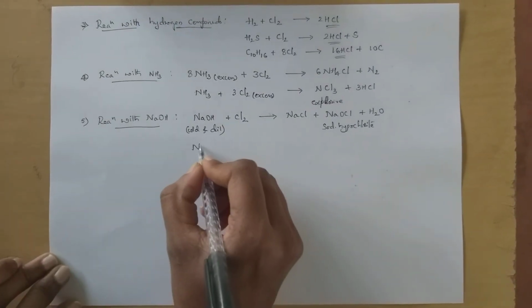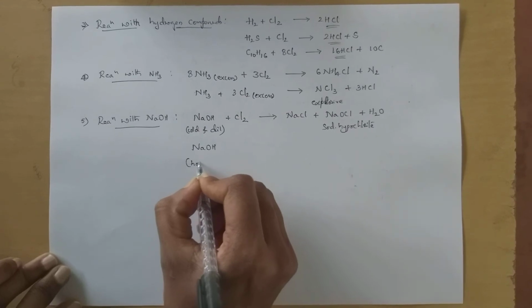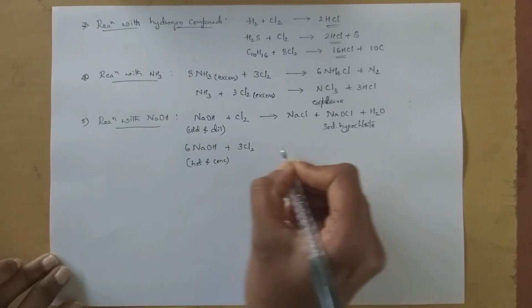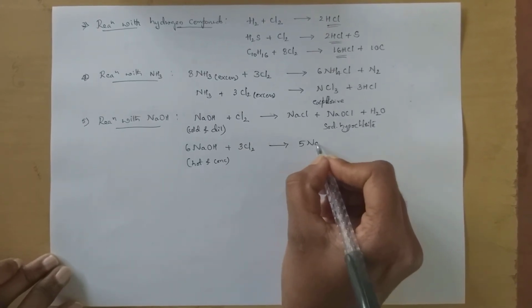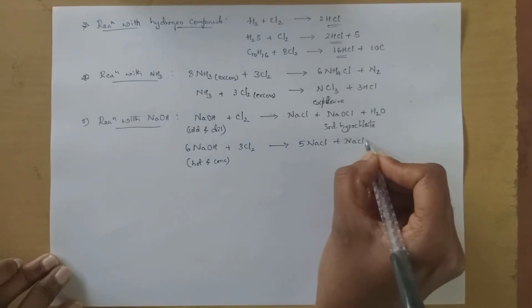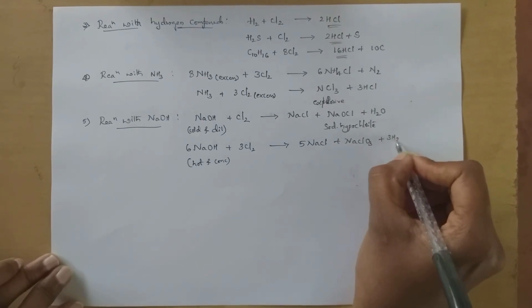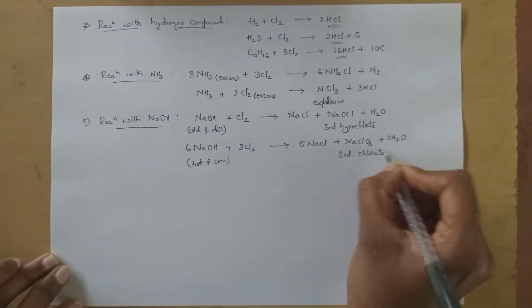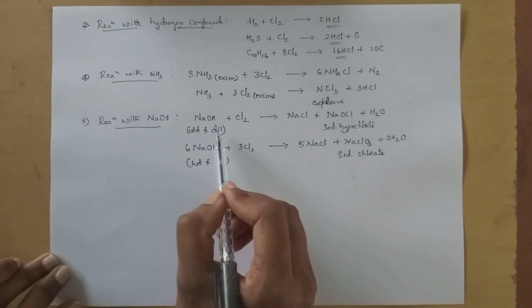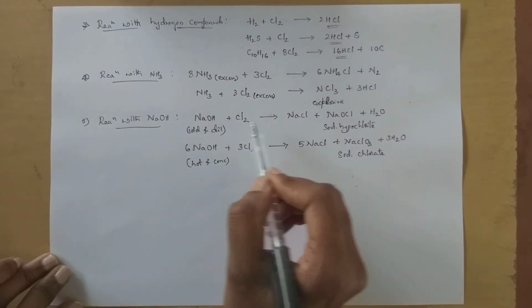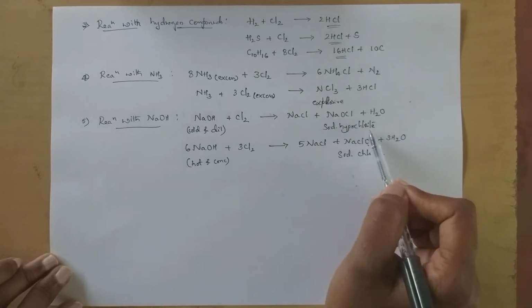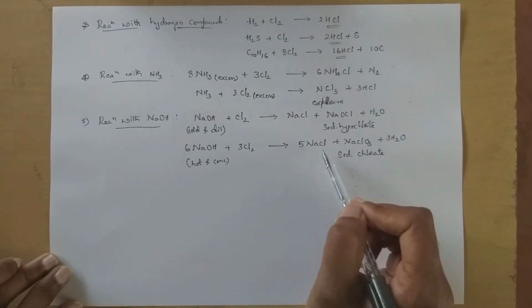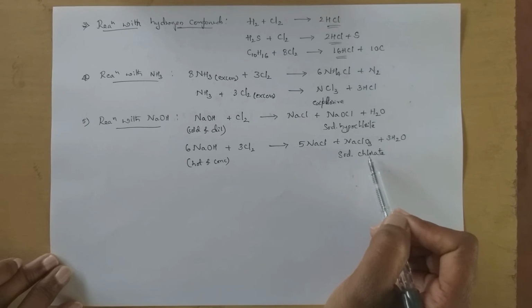So similarly, hot and concentrated NaOH combines with chlorine to form NaCl, then NaClO3 and water. So this is sodium chlorate. So cold and dilute sodium hydroxide combines with chlorine to form sodium chloride and sodium hypochlorite, whereas hot and concentrated sodium hydroxide combines with chlorine to form sodium chloride and sodium chlorate.